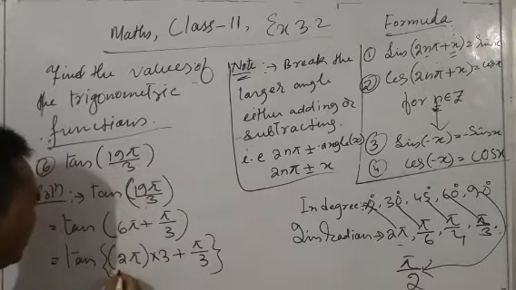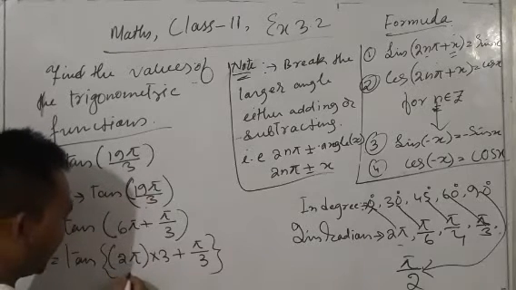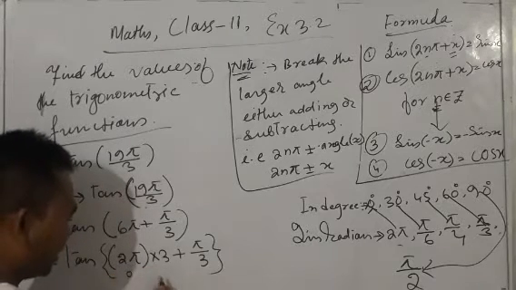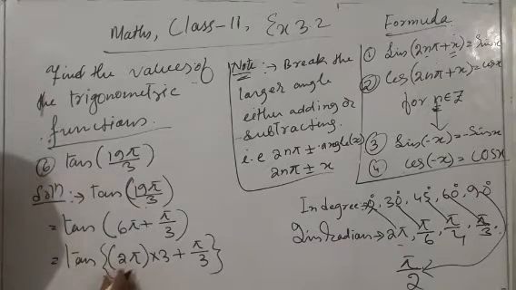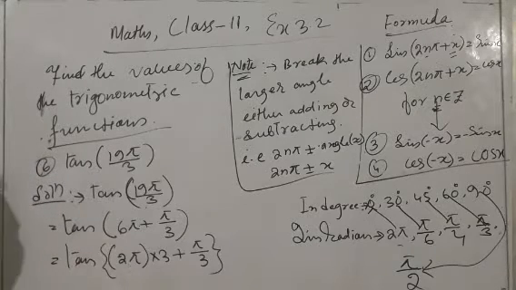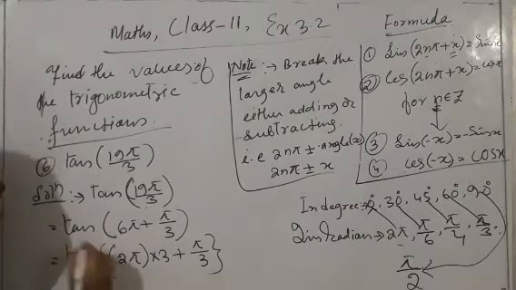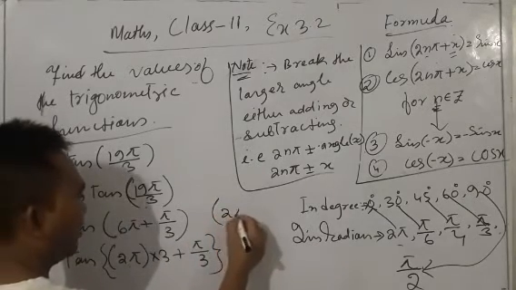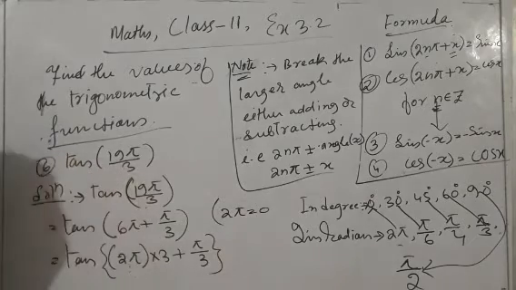Correct. So the value of this will be 0. So 0 into 3, 0 only. 0 plus pi by 3, pi by 3. So no need to write 0, no need to waste the time. You can write directly. As you know that, just write 2 pi equal to 0.